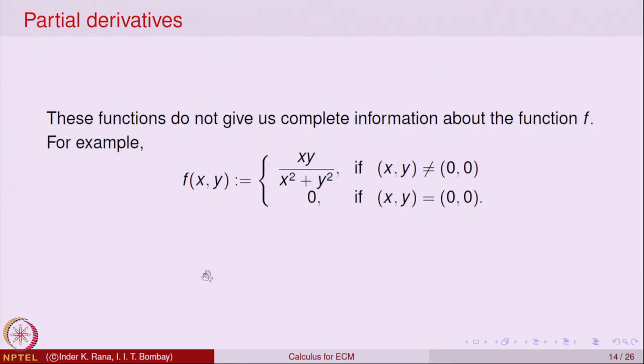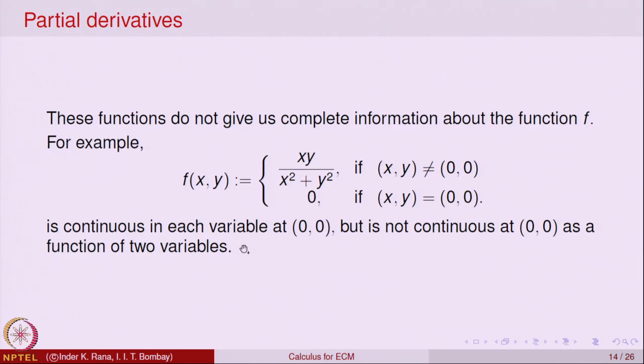So, let us look at a function of two variables f(x, y) = xy divided by x squared plus y squared. Of course, this formula does not give you the value at the point (0, 0). At every other point when (x, y) is not (0, 0), this formula makes sense. So, the function is given by this formula when (x, y) is not (0, 0) and is equal to 0 if (x, y) = (0, 0). So, let us try to find out if you fix, say, the x coordinate or the y coordinate at 0, let us say.